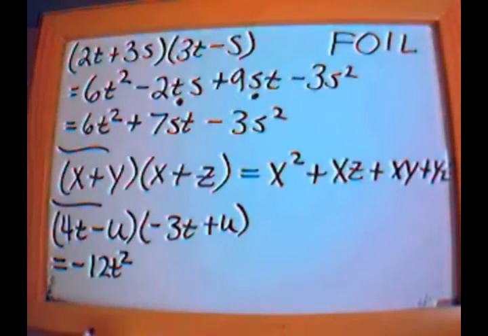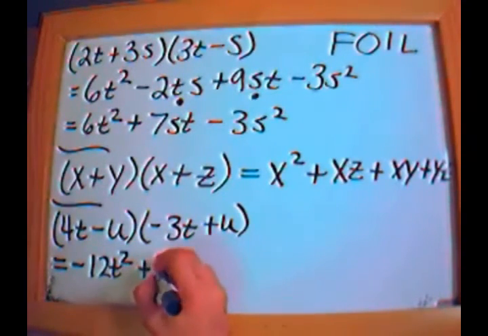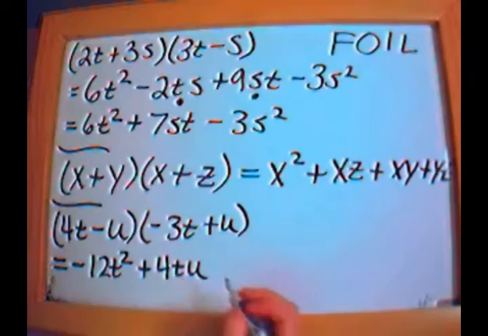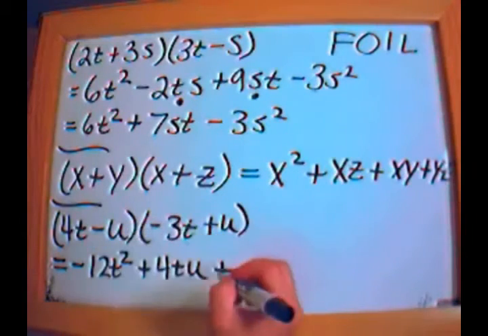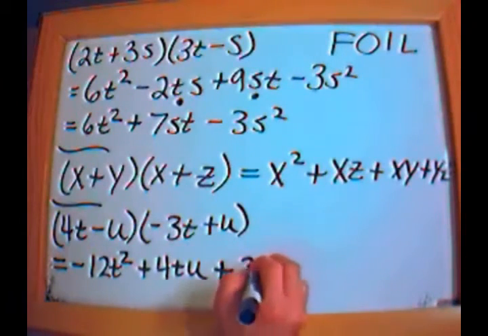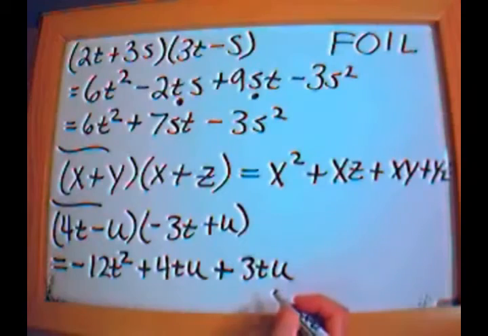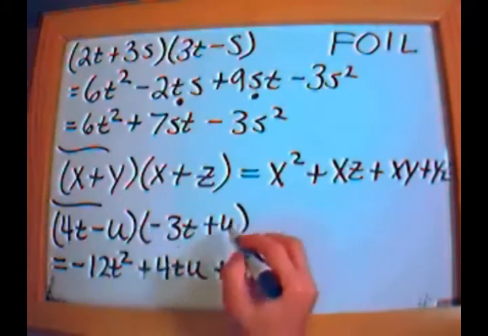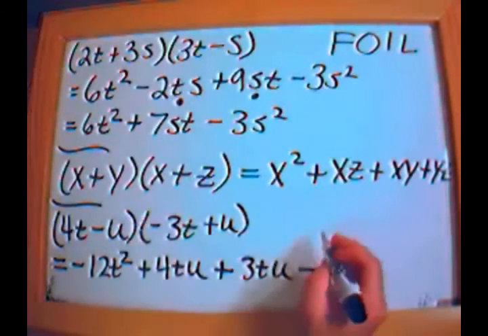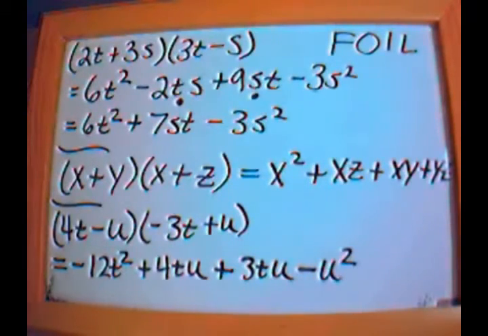Right? The outside term is 4t times u, which is 4tu. The inside is negative u times negative 3t, which is positive, because negative times negative gives me a positive, 3tu. And the last term is negative u times positive u. Negative times positive gives me a negative. U times u gives me a u squared.